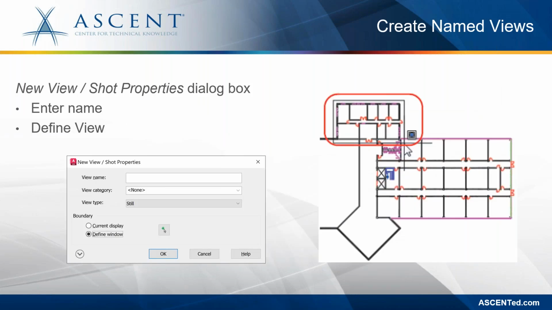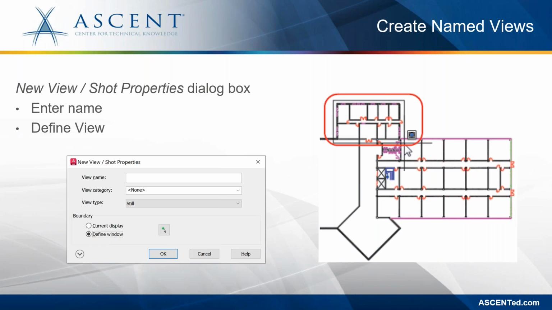Now for the next slide, how to create named views. Let's dive into creating named views using the new view tool. When we select the new view tool, the new view shot properties dialog box opens up. You can see that on the screen. Here we enter a name for the view. Then in the boundary area of the dialog box, we select the define window option. As soon as we select this option, the dialog box temporarily closes and we are switched to the drawing window where we can then define the view.